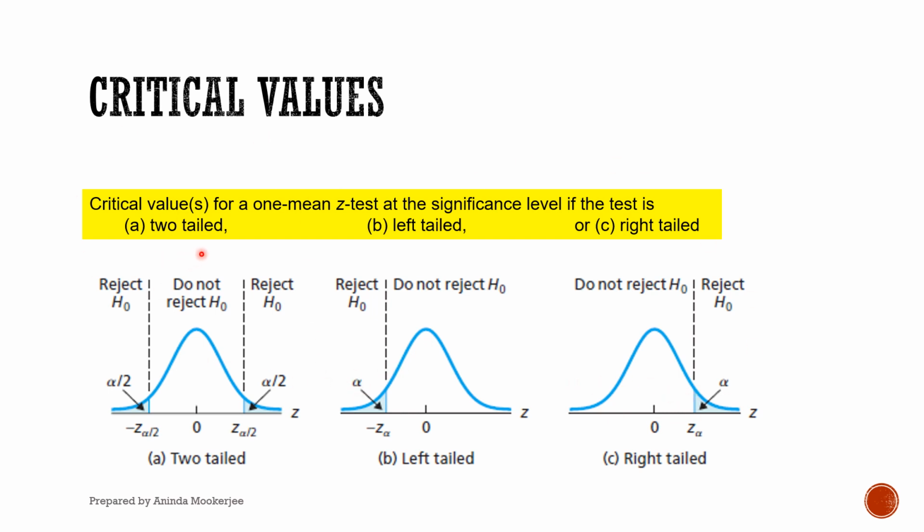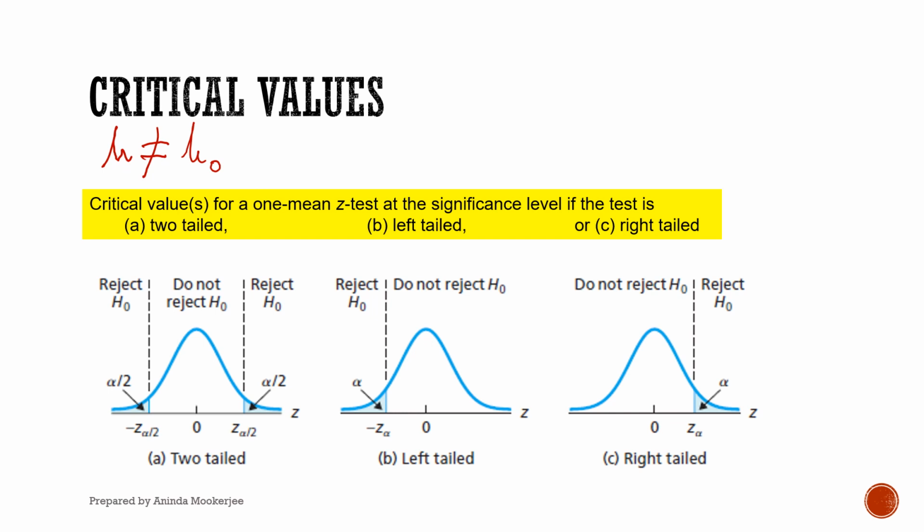The first is the two-tail test, and it says here the critical values for one mean z test at the significance level if the test is two-tailed, left-tailed, or right-tailed. So as we see here, whether we're going to have a two-tail test or a left-tail test or a right-tail test will be determined, as I said before, from the alternate hypothesis statement. If there's a not equal to sign in the alternate hypothesis, that means it's going to be a two-tail test.